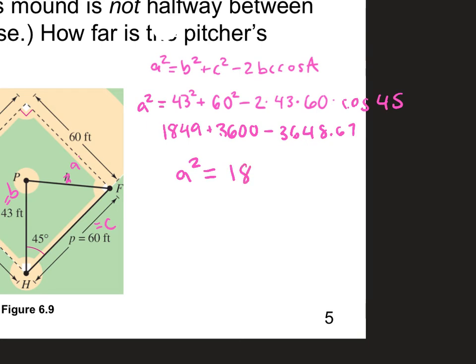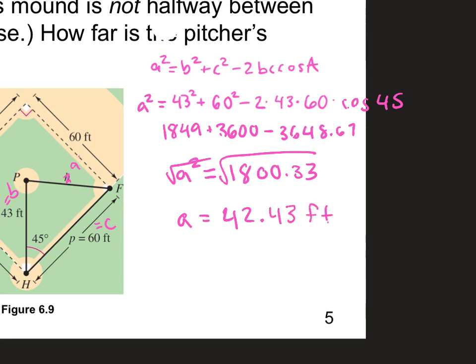I got 1,800.33. How do I find what a is? How do I get rid of that squared? Square root. So I need to take the square root of this. 42.43. Perfect. And that's our answer. This question just asks for how far the pitcher's mound is from first base, so all we needed to do was find a.